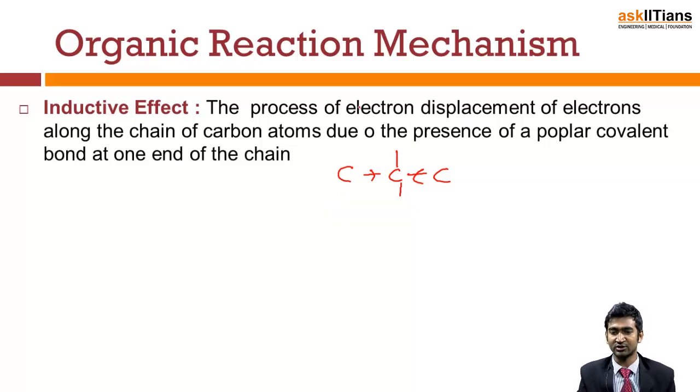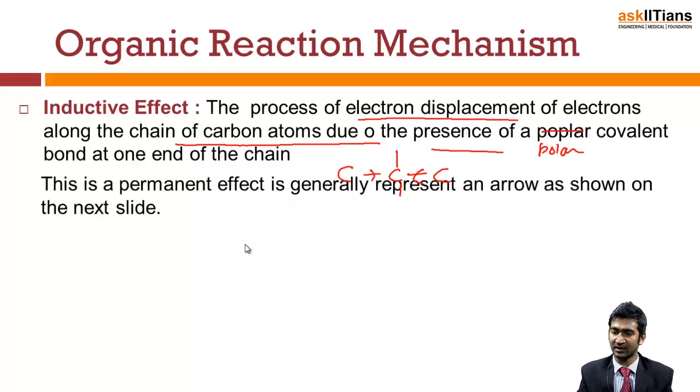So the process of electron displacement of electrons along the chain of the carbon or the sigma bonds, we say they are polar covalent bonds at one end of the chain. And this is a permanent effect, shown by the arrow which I have shown like this.